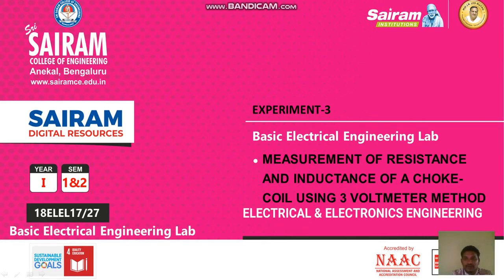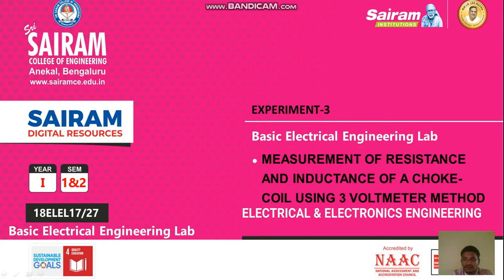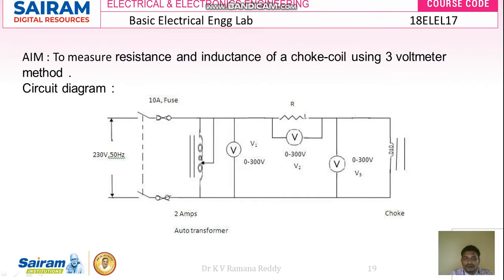Good morning, students. Today we are going to conduct experiment number 3, that is measurement of resistance and inductance of a choke coil using the 3 voltmeter method. So the aim of the experiment is to measure the resistance and inductance of a choke coil using the 3 voltmeter method. This is the circuit diagram where we are going to perform this experiment.